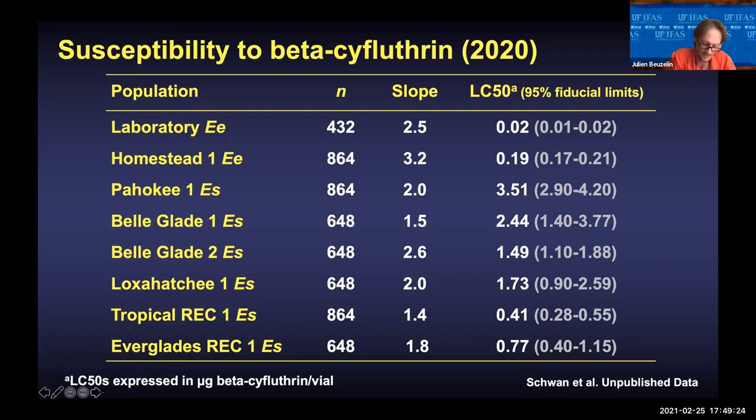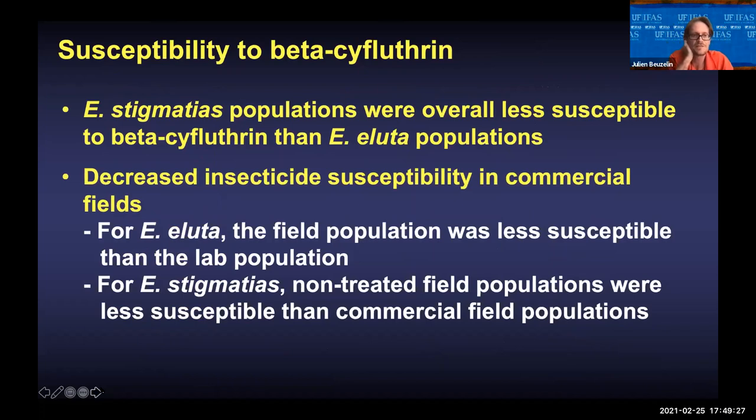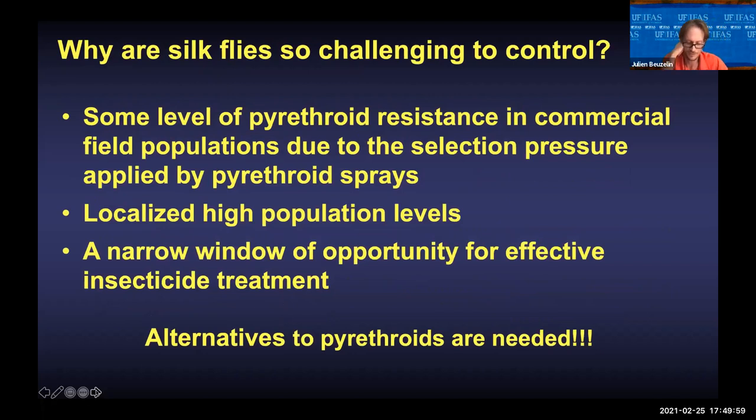So what does that all mean? Well, these vial tests showed that Euxesta stigmatias populations were overall less susceptible to pyrethroids than the Euxesta eluta populations, which confirms previous observations, but here we had more evidence. And also we had decreased insecticide susceptibility in commercial fields for both Euxesta eluta and Euxesta stigmatias. So we do have some levels of pyrethroid resistance in commercial fields due to the selection pressure applied by the pyrethroid sprays, but it does not explain everything we're seeing.